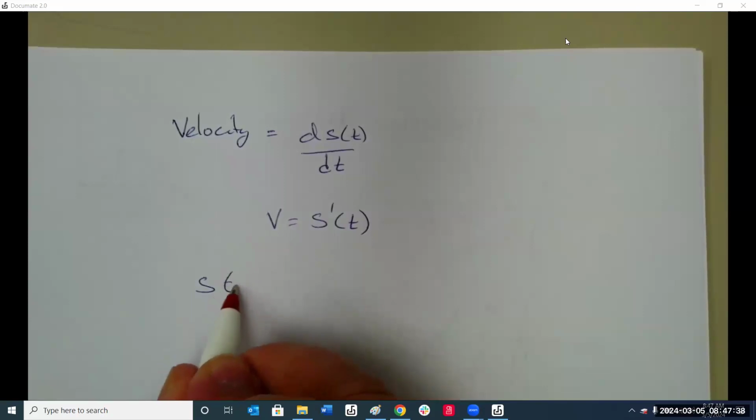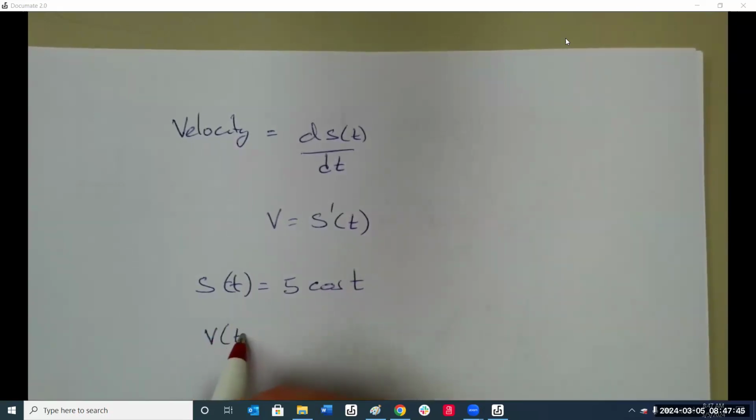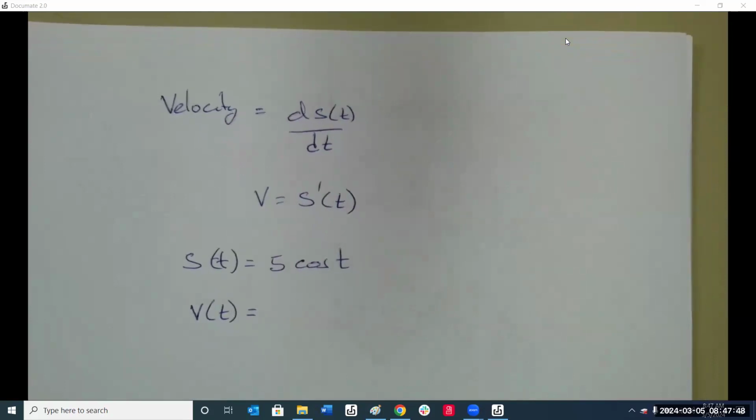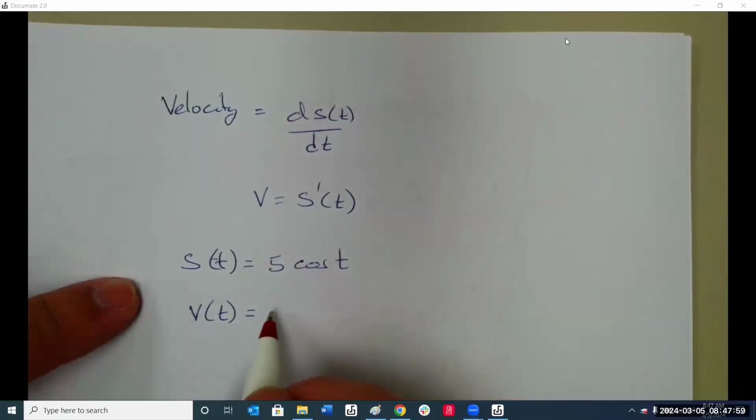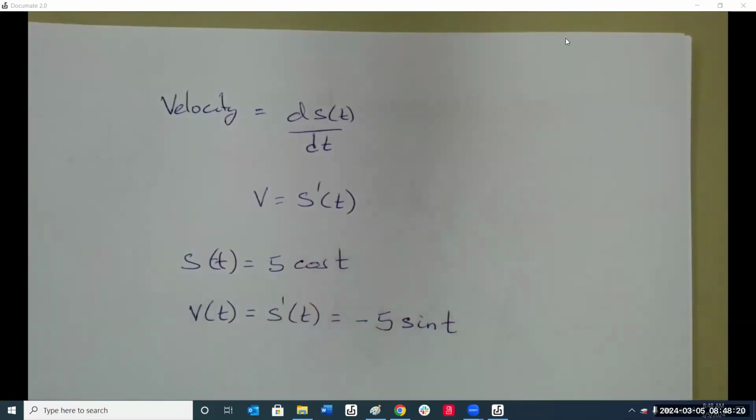We know that s of t equals 5 cosine of t. So what is the velocity? What's the derivative of 5 cosine t? Negative 5 sine of t. Because the derivative of cosine is negative sine. It's a constant multiple. You don't do anything with that. Leave it in front. Just take the derivative of cosine.